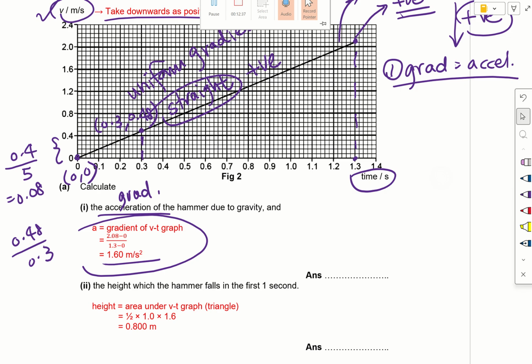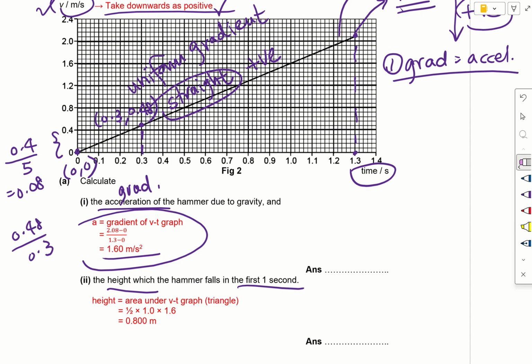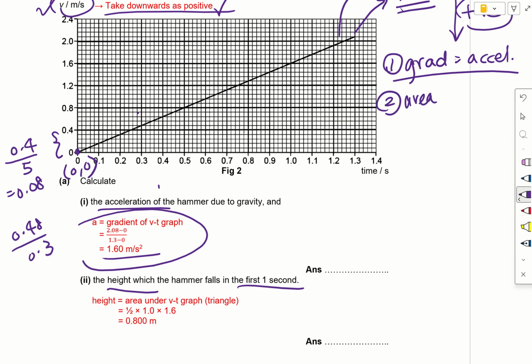So that's the first thing that you need to know for VT graph. Then you see the height which the hammer falls in the first second. Okay, let me clean this up a bit. So the other thing that's important about VT graph is that area under the graph equals to distance traveled. Okay, so they want in the first second, so I must go to the first second, and I need to know what is the area. Okay, basically it looks like a triangle.